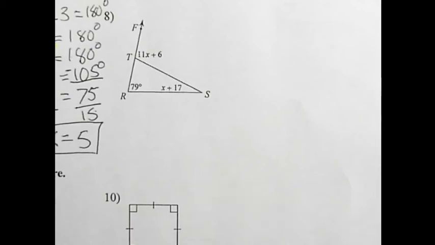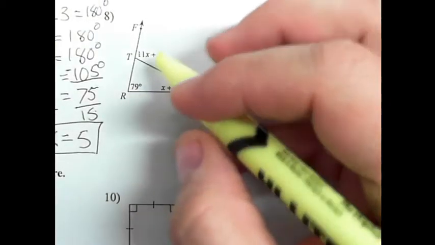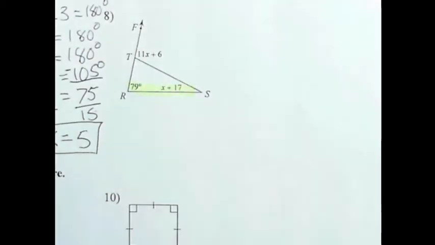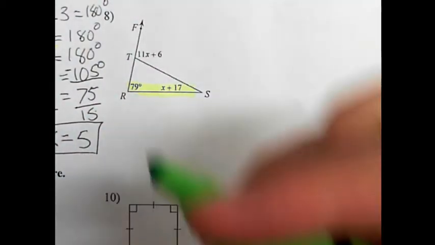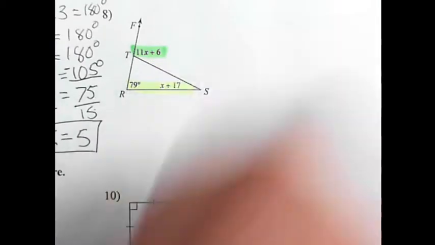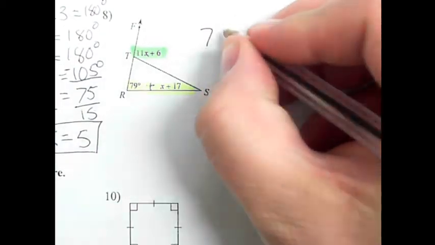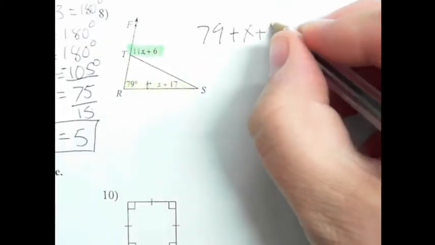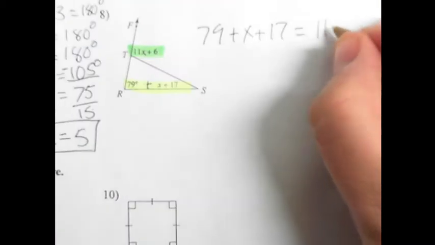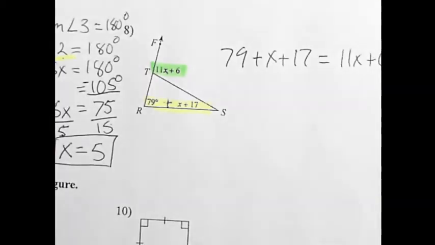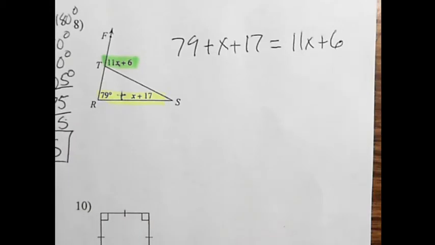If you guys remember, the exterior angle theorem says that these two opposite or adjacent angles add up to this exterior angle. In other words, this plus this equals this. So I can say 79 plus x plus 17 equals 11x plus 6. So I have the adjacent angles, and they're going to add up to the exterior angle.